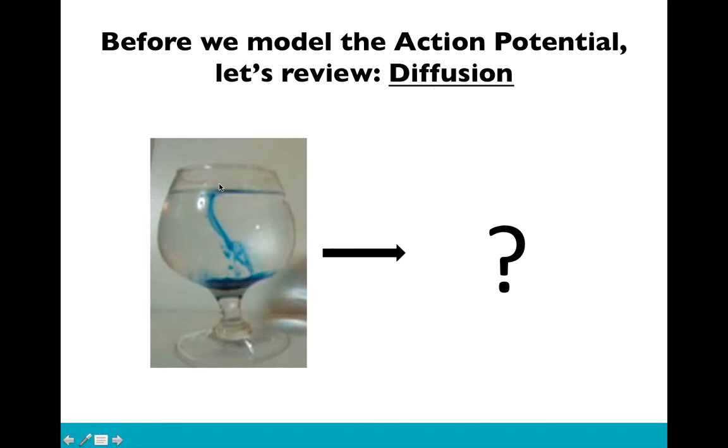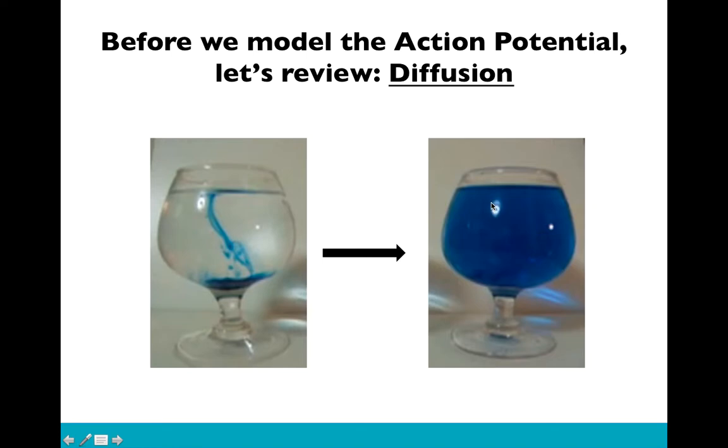Diffusion is the movement of molecules from high concentration to low concentration. For example, if I put a drop of food coloring in this glass of water, there's more food coloring on the top, so it's going to move to areas with no food coloring. And eventually, all the food coloring is going to be distributed evenly.